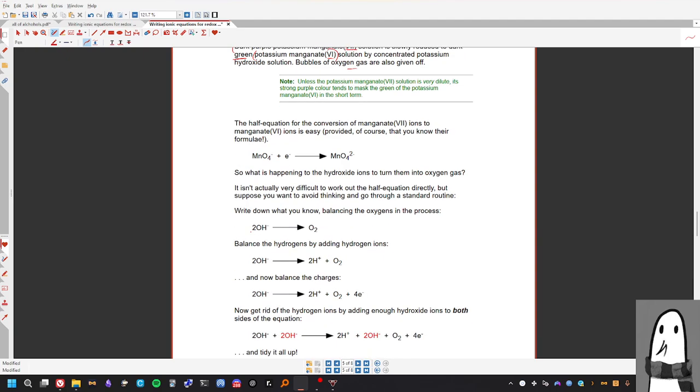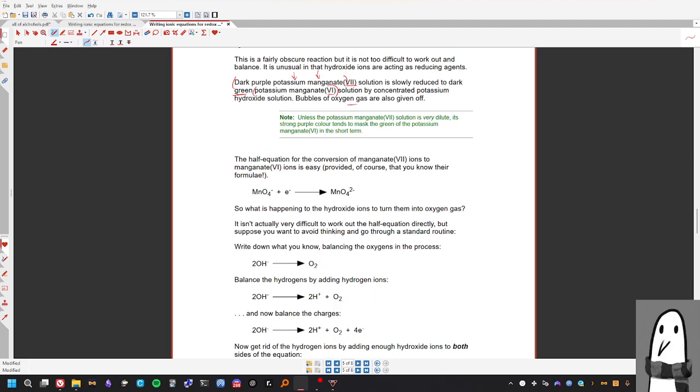Okay, here we go. So it's being reduced. So it's gonna go from a minus to a 2 minus, and we can put in that minus e in the middle. Now, what's actually happening to the hydroxide ions as we turn them into oxygen gas? Because, of course, we're seeing that bubbles of oxygen gas are being given off, and we know that your OH ions are being oxidized. So, what's actually happening to the hydroxide ions?